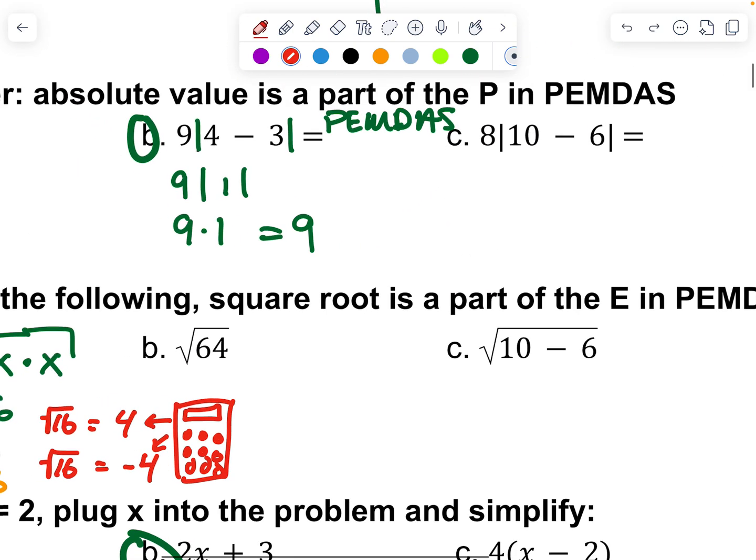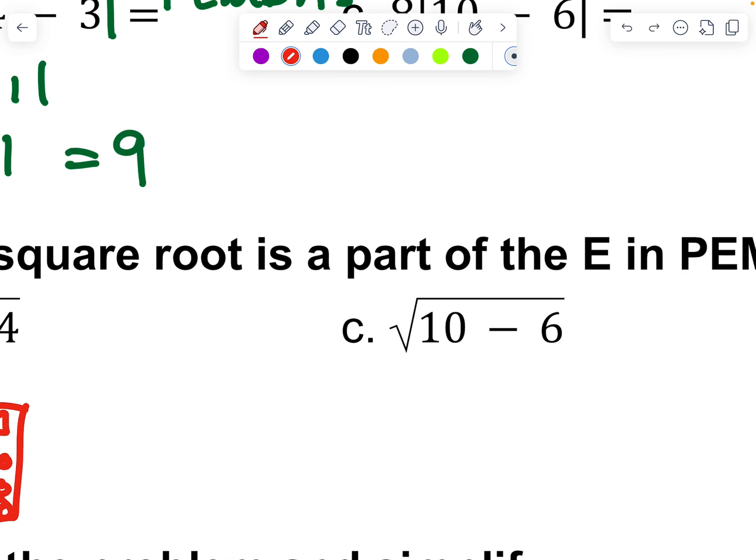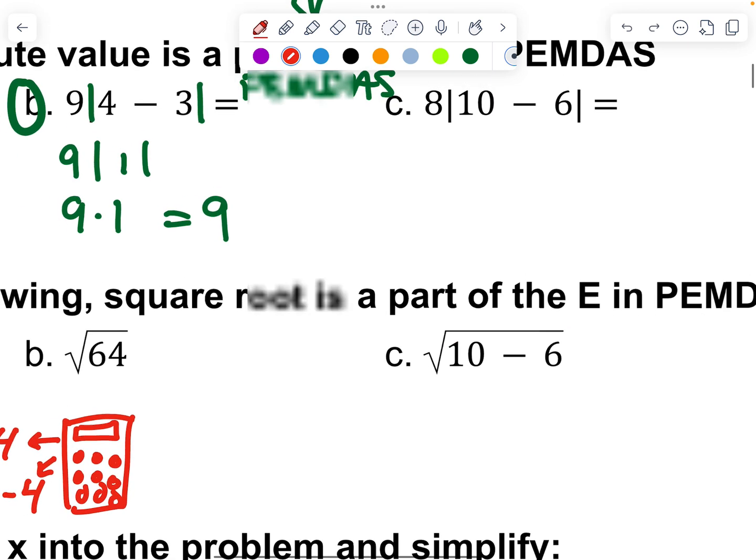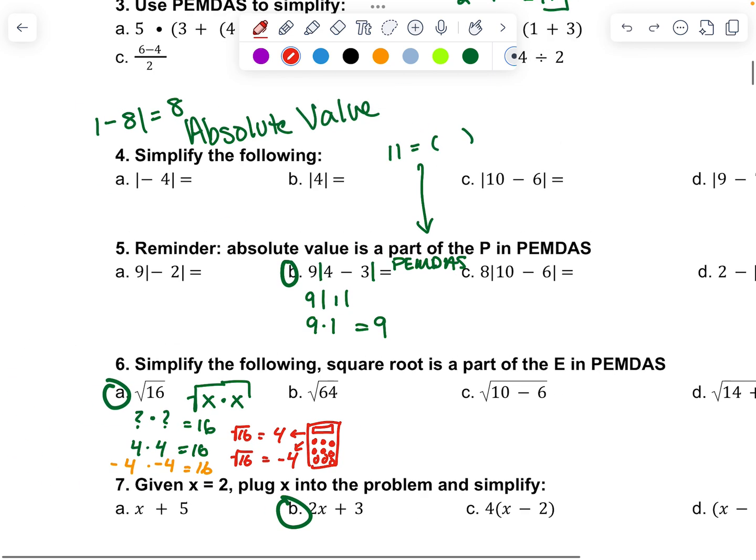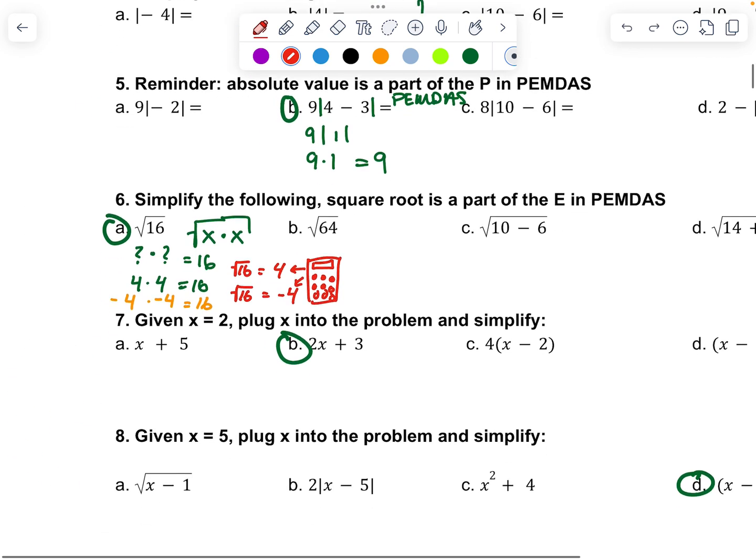Square root also fits into our PEMDAS order, okay? Again, treat it like parentheses, okay? So in that problem, I'm not going to do it for you, but you are going to want to simplify this 10 minus 6 before you take the square root of it, okay?